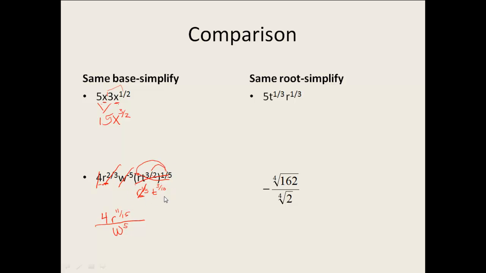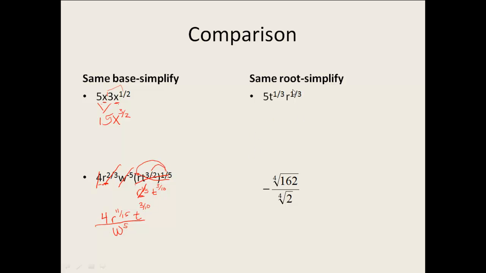Then I still have this t to the 3/10. Well, I don't have any other t's to combine it with, so it's just going to stay as t to the 3/10. Now I can check this to see if it's simplified all the way by seeing if I have my r's only in one spot, my t is only in one spot, and my w is only in one spot, and my regular number has nothing it can be combined with or reduced with.